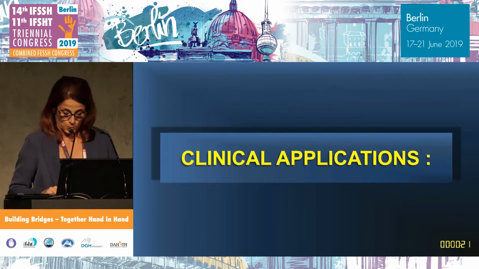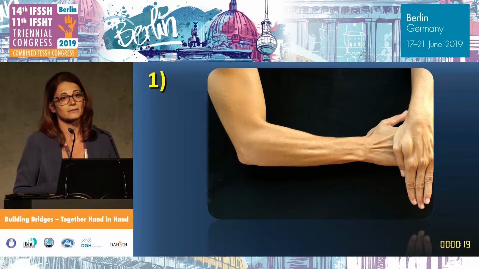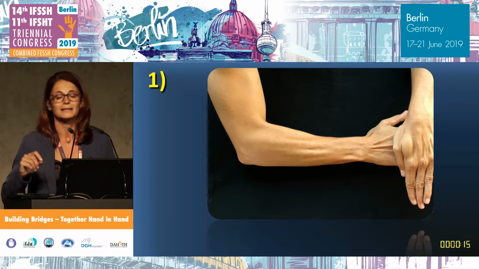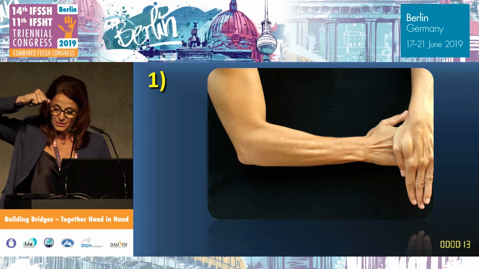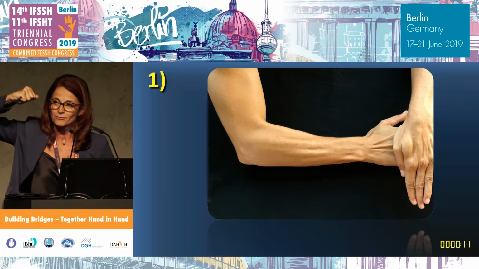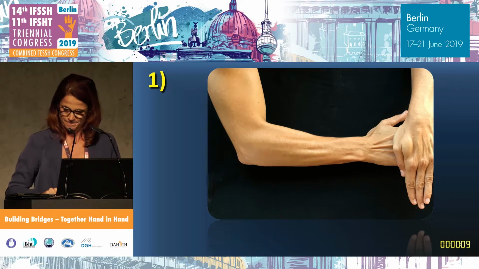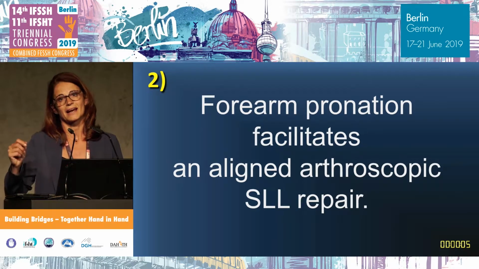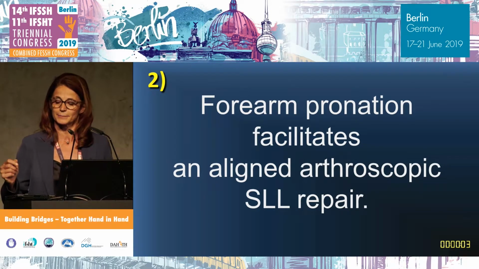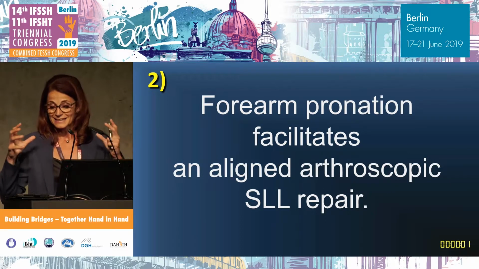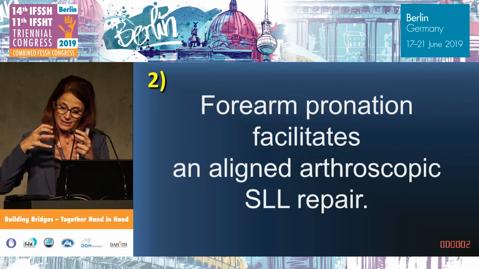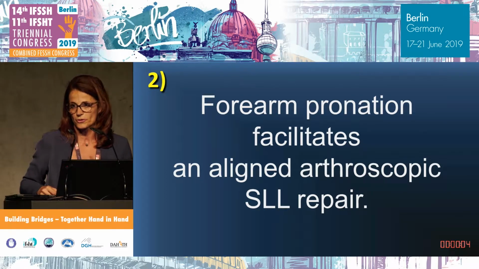So, when we consider a neuromuscular scapholunate joint stabilization program, the ECRL muscle should be strengthened in forearm pronation. Forearm pronation facilitates arthroscopic scapholunate ligament repair, as this forearm rotation leads to a scaphoid and lunate spatial convergence.